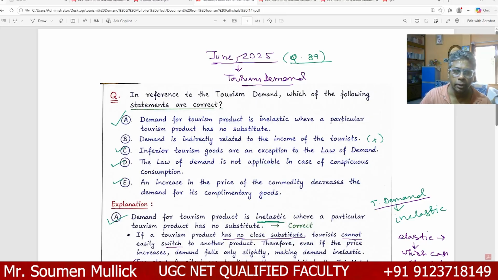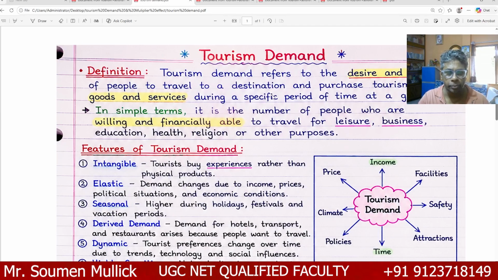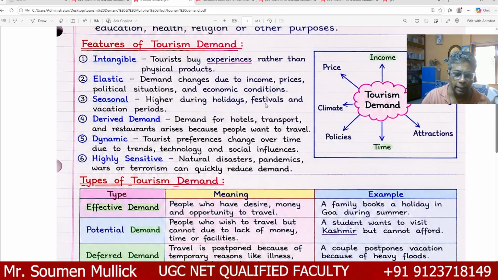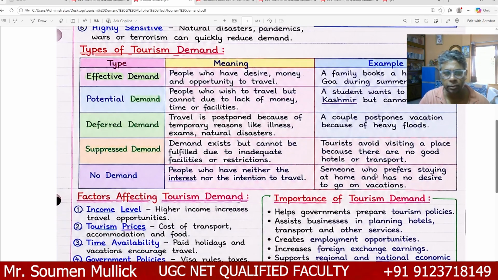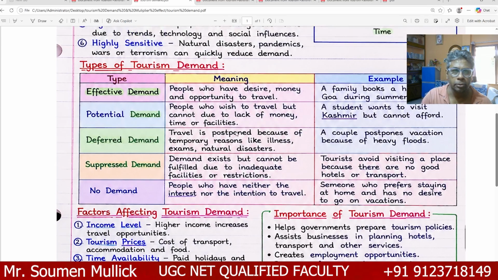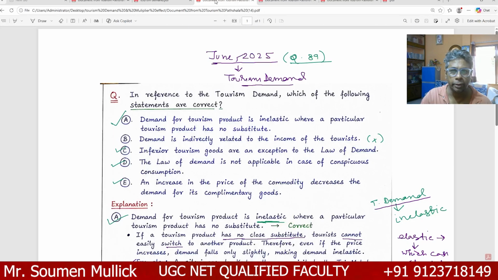Good morning. Today we are going to learn and understand the previous year questions from UGC NET on tourism demand and supply, tourism demand and statistics. In my previous class, I discussed in detail the features of tourism demand, types of tourism demand, factors affecting tourism demand, and importance of tourism demand. Now, I'm going to discuss the related question UGC provided in June 2025, question number 89.